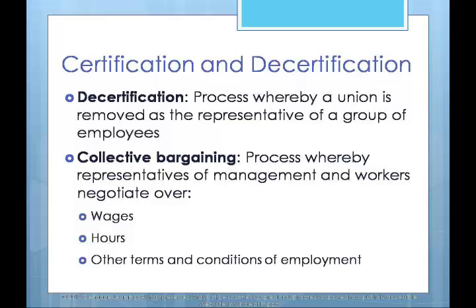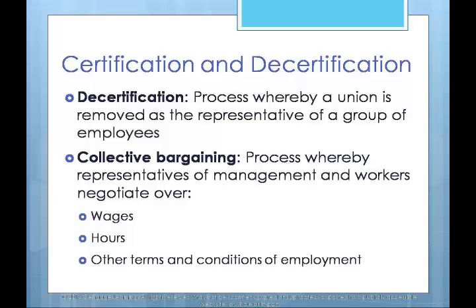Now, decertification. Decertification is a process whereby a union is removed as the representative of employees. Employees attempting to oust a union must obtain decertification authorization cards signed by at least 30% of the employees in the bargaining unit before an election may be called. If a majority of those voting in the election want to remove the union, the decertification effort succeeds.